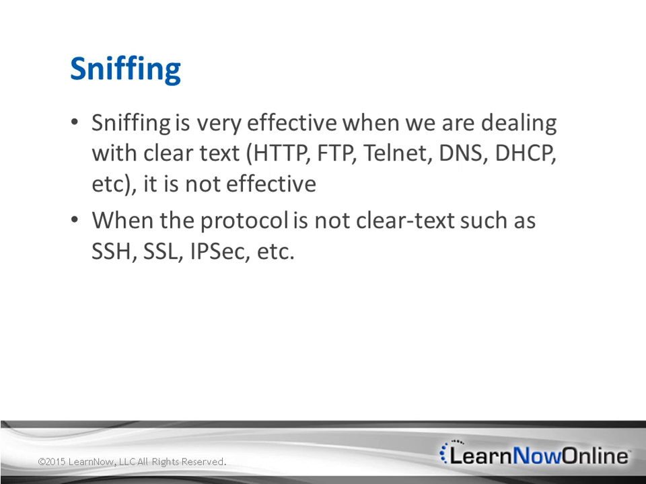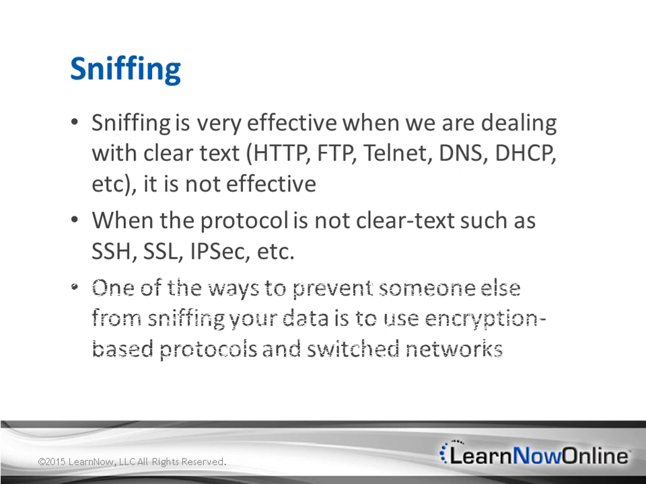Tools such as Wireshark will still give you all of the data that has been going across, except the data that's been going across would be encrypted. So you would have to take that additional measure that is usually very complicated, always very complicated with encrypted protocols, of being able to decrypt what's happening. Very, very hard to do. Now, one of the ways you can prevent someone else from sniffing your data is to use encryption-based protocols and switched networks.